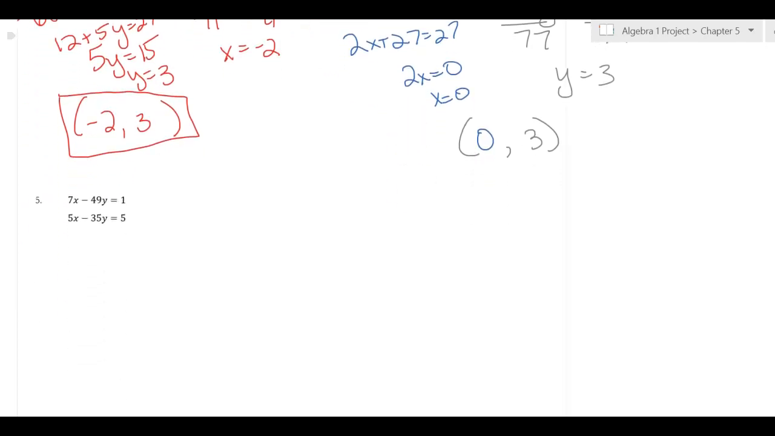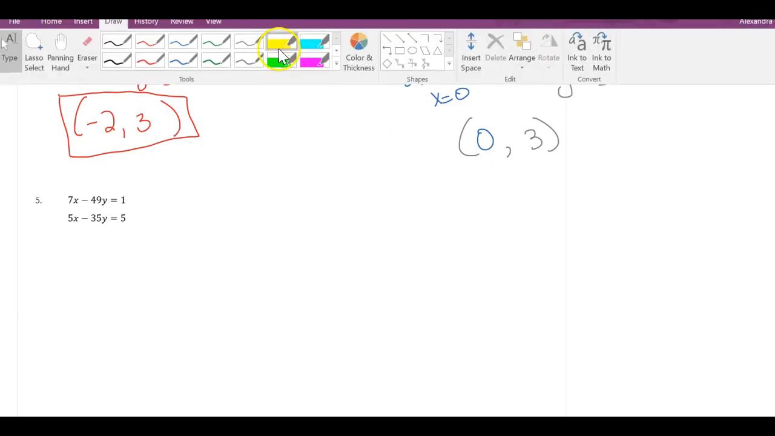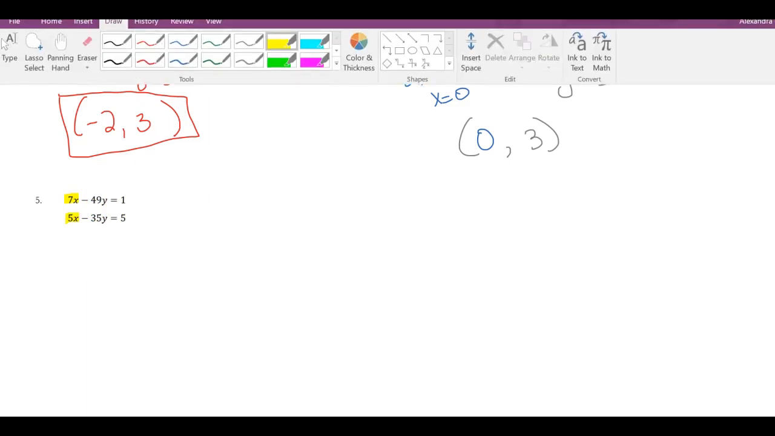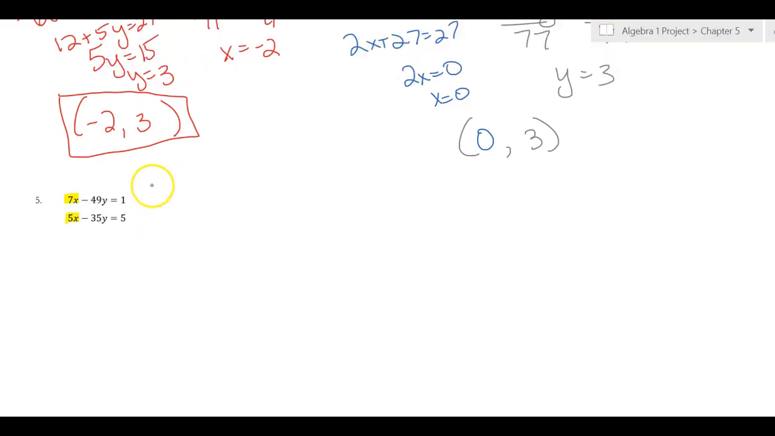Okay, last one. If I had to choose one, I'll just do this one with you guys. I would do the 7 and the 5. I am not wanting to make 49 and 35 the same. Those are way too big. And so 7 times 5 is 35. So I get 35x. 35x. I think I'm going to make the bottom one negative. And so now I have to multiply everything on the top by 5.